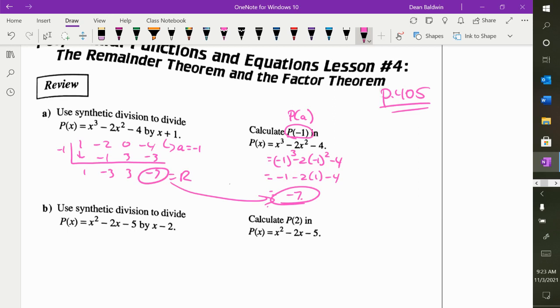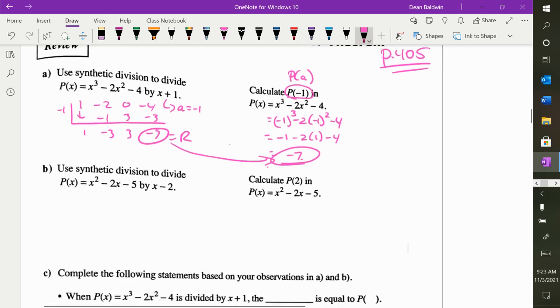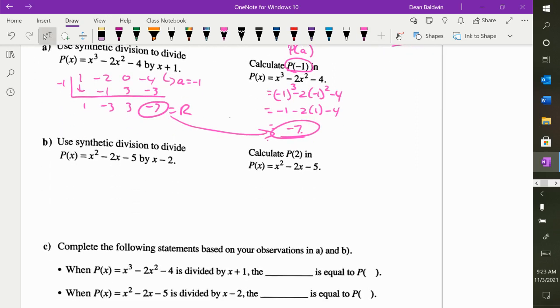Okay. So you can do either the actual division to get the remainder of -7, or if you just need the remainder, and we're going to learn why you need the remainder, you can just plug in the A value to get the remainder. Okay? Just putting the A value into the polynomial will give you the remainder if you divide by x minus A. Is that okay?